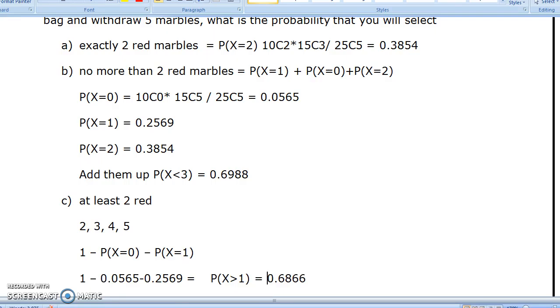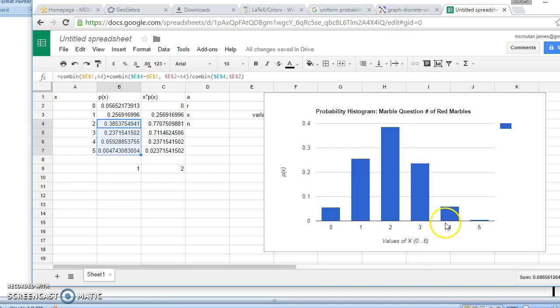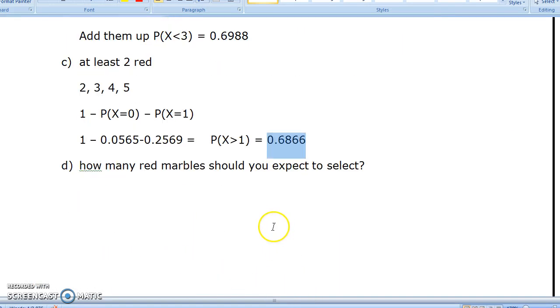So the probability that x is greater than 1 is 68.66%, right? So it's quite likely. That's reinforced by the view of the histogram. Most of the data is 2, 3, 4, or 5. If we add up all these numbers, we get 0.6866, which is where we're getting our value from here.